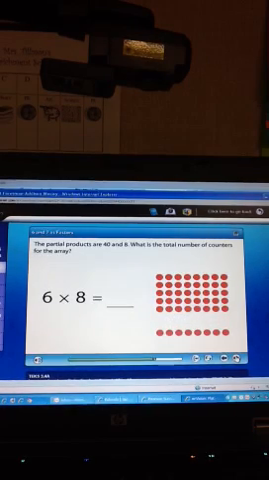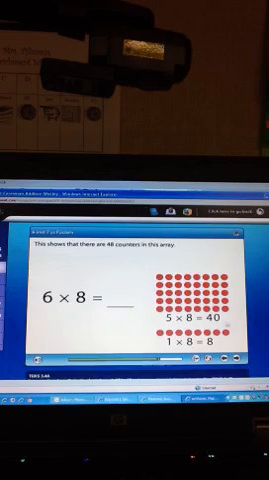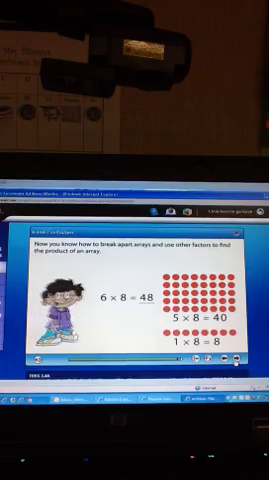So 5 times 8 is 40. We know that by counting our 5's: 5, 10, 15, 20, 25, 30, 35, 40. 5 rows of 8. And 1 times 8 is going to be 8. So, what we have to do now to find the total product is add these together. 40 plus 8 is 48. So, 6 times 8 is going to give us 48. All they did was break it apart into 5 and a 1. The band has a total of 48 musicians.